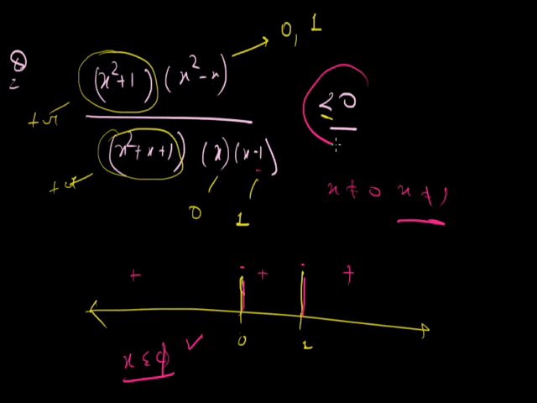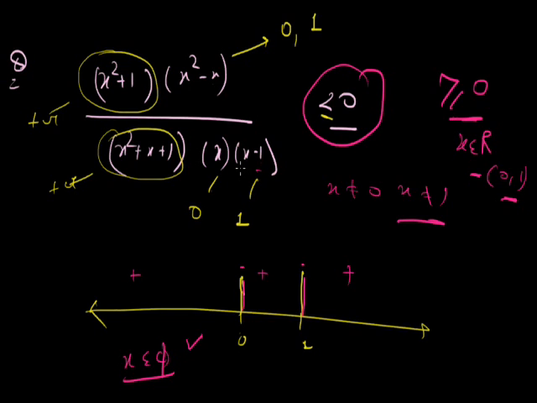Had the problem been greater than or equal to 0, it means the value is equating to zero is allowed. So the solution would be x belongs to real numbers minus 0 and 1; it will not include 0 and 1 because they are in the denominator.